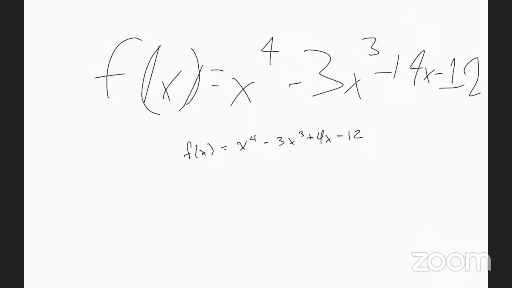So what you're going to want to do is take these two, group them, and then take these two and group them. So that would end up getting x to the third, parenthesis x minus 3, and then 4x, and then parenthesis x minus 3 again. Then it would be x cubed plus 4x, and then in another parenthesis x minus 3, right? You got it. Good.